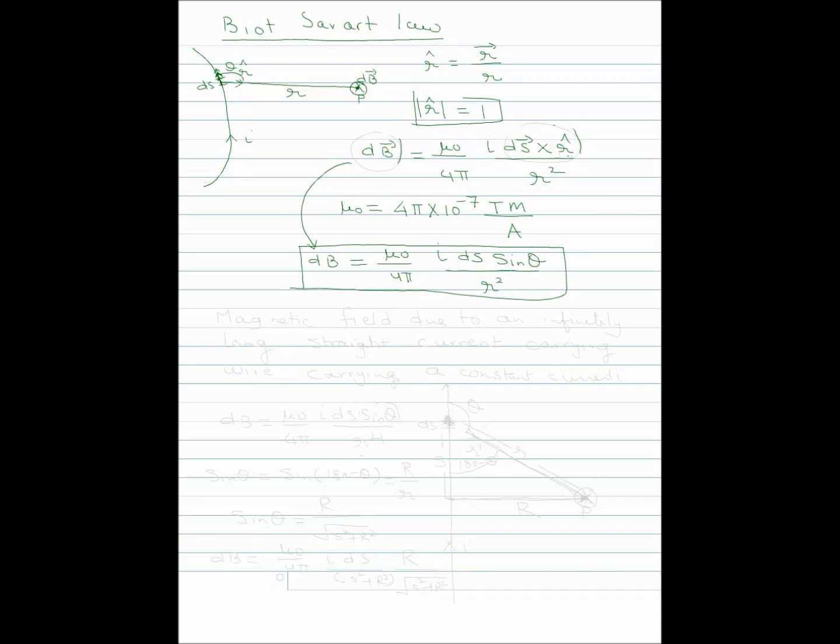Let's try to make use of this Biot-Savart law to find the magnetic field due to an infinitely long straight current carrying wire carrying a constant current I.